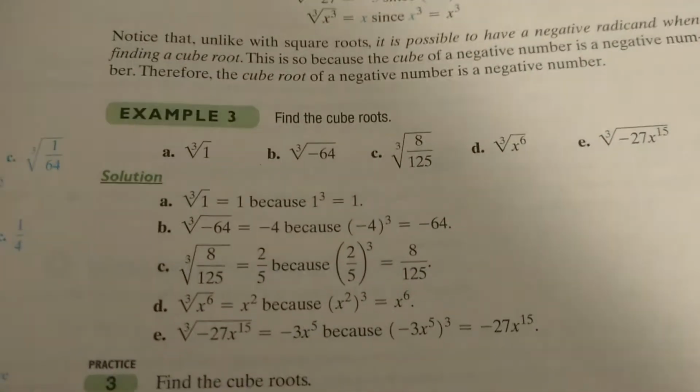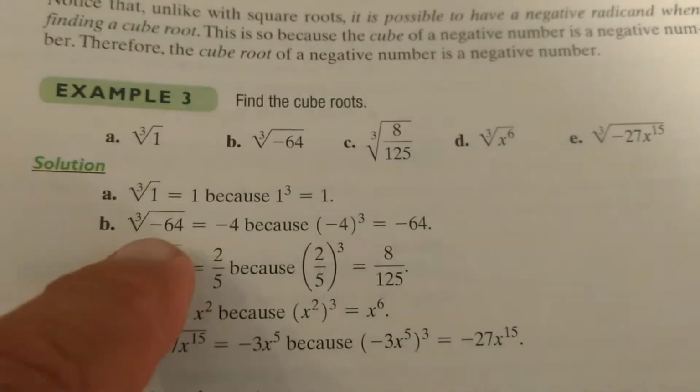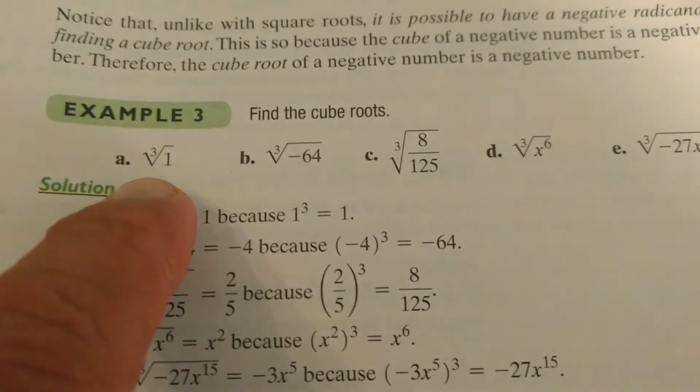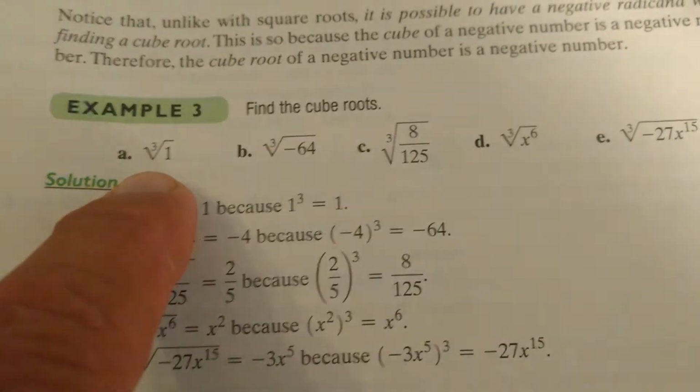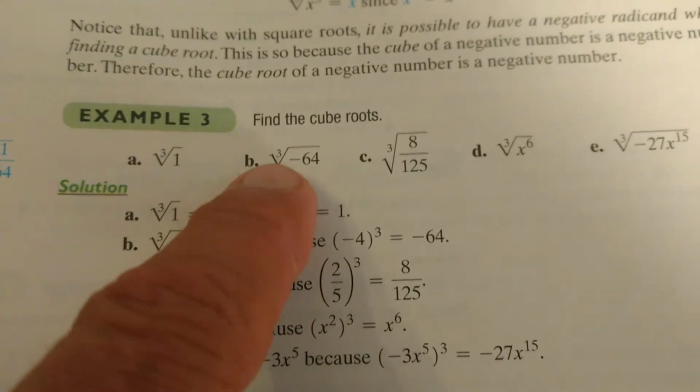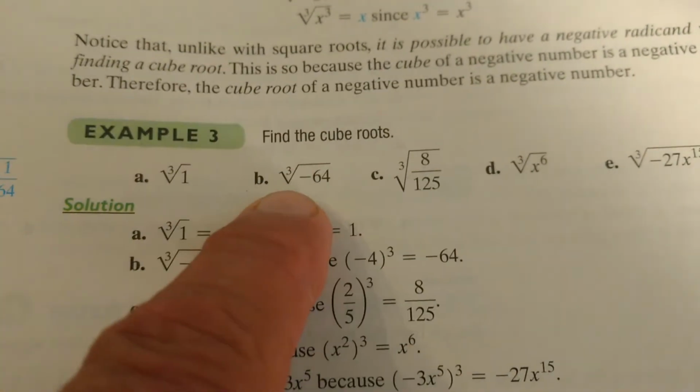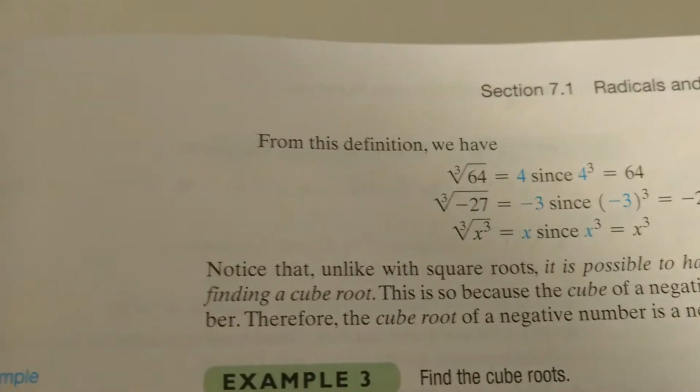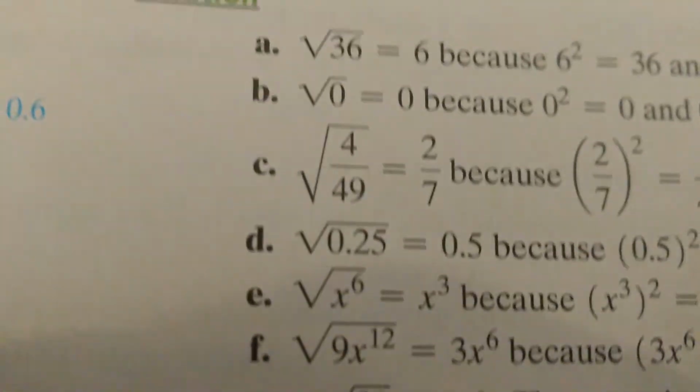We come over here, we start dealing with cube roots. Okay? And the cube root of 1 is 1. As a matter of fact, any root of 1 is 1. Remember, with odd roots, we can now have negatives inside. With square roots, we can't have a negative inside.